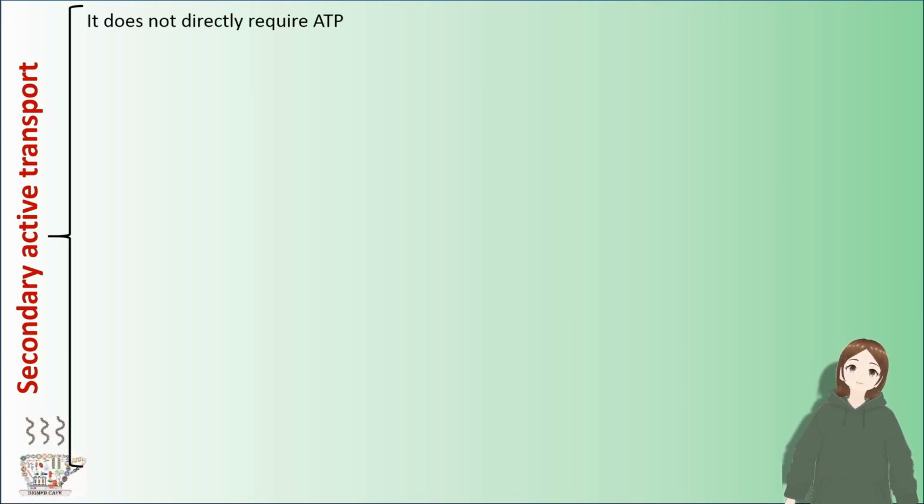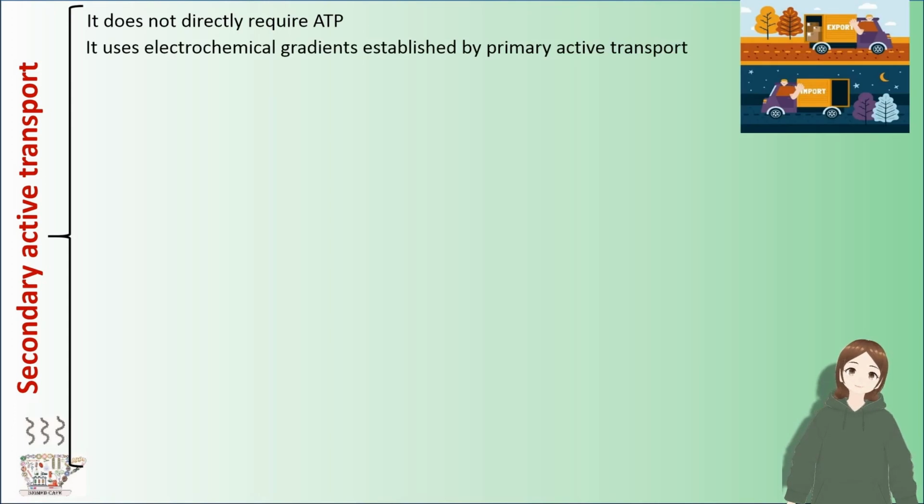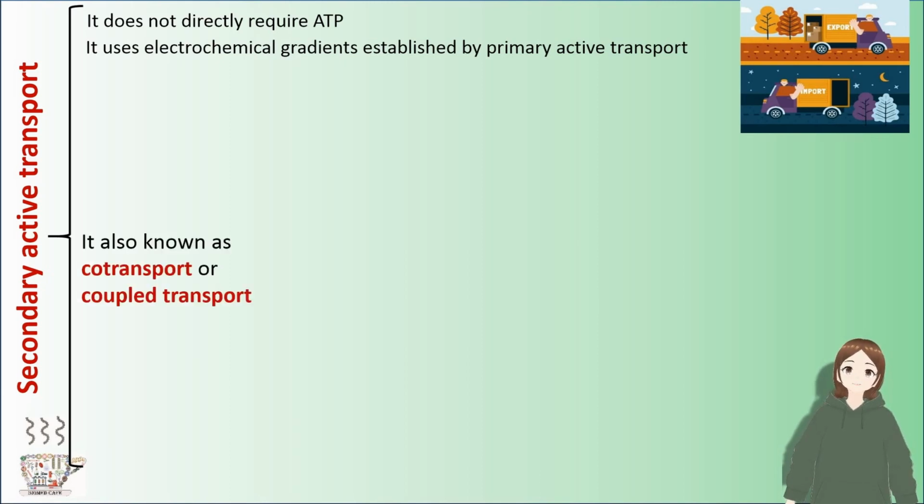Secondary active transport. It doesn't directly require ATP. It uses electrochemical gradients established by primary active transport. It's also known as co-transport or coupled transport. Coupled transport is divided into two subgroups.